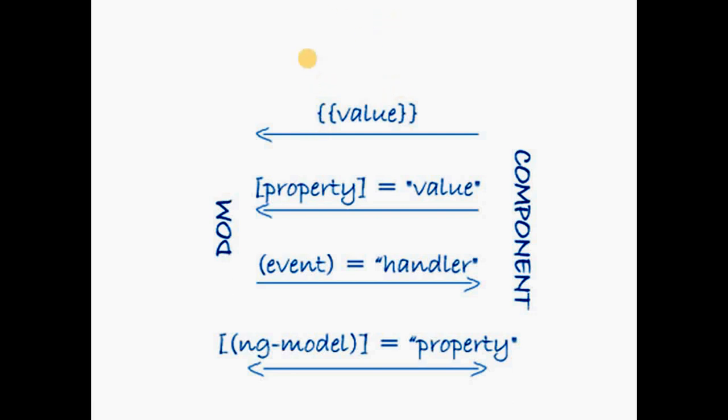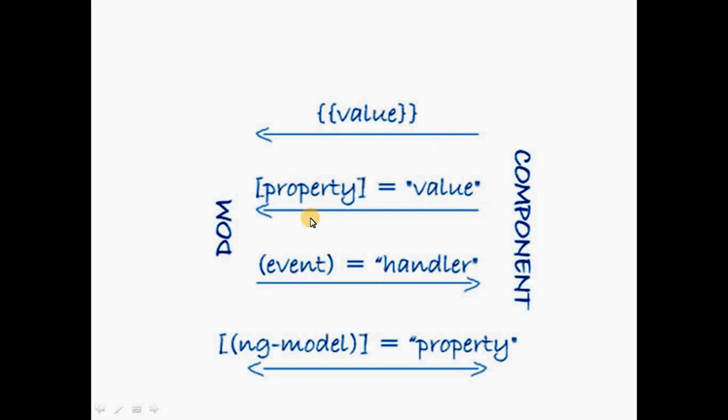Okay, so for the syntax of interpolation, we have to write two curly brackets. Inside the double curly brackets, we write our expression. That expression will get evaluated and rendered on the particular position where we bind that expression. Okay, so next is property binding.